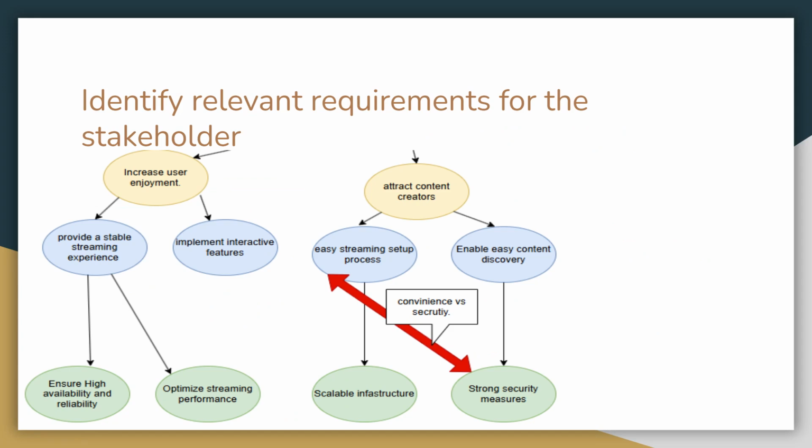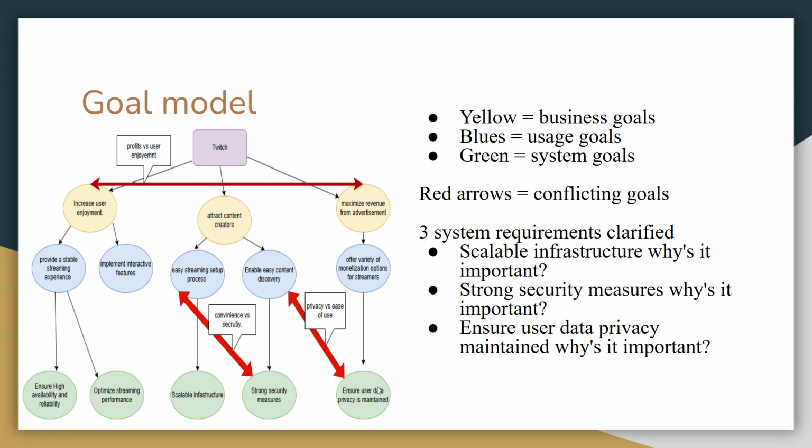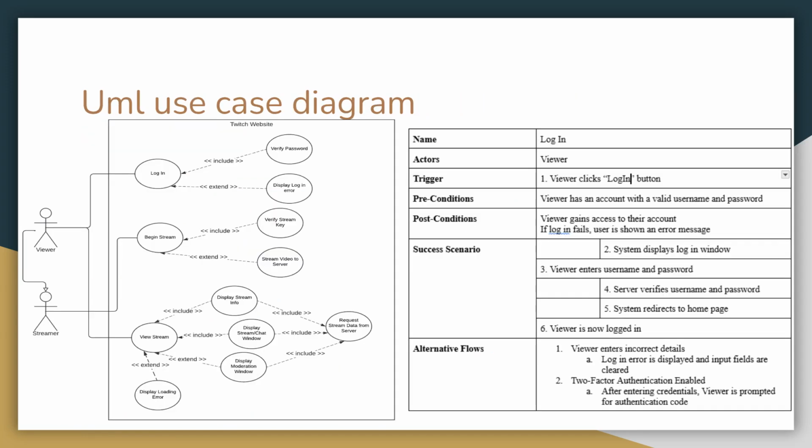Identifying the relevant requirements for the stakeholders. Well, it's these here. On the left side, we have the users, and on the right side, we have the content creators. All these goals need to be achieved, and also ensuring that user data and privacy is maintained. That also needs to be achieved.